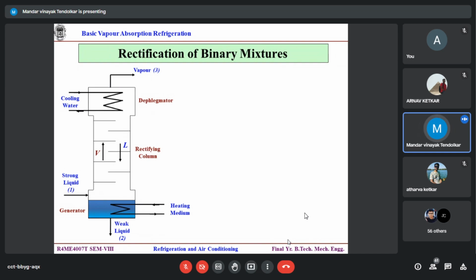So what we do, we continuously keep the heat added and the heat rejected. So there will be a continuous flow of vapor and liquid. Boiling on the left-hand side, let's say V, and condensation, that is the right-hand side L, is continuously going on. And even if there are traces, then that also will get separated out.